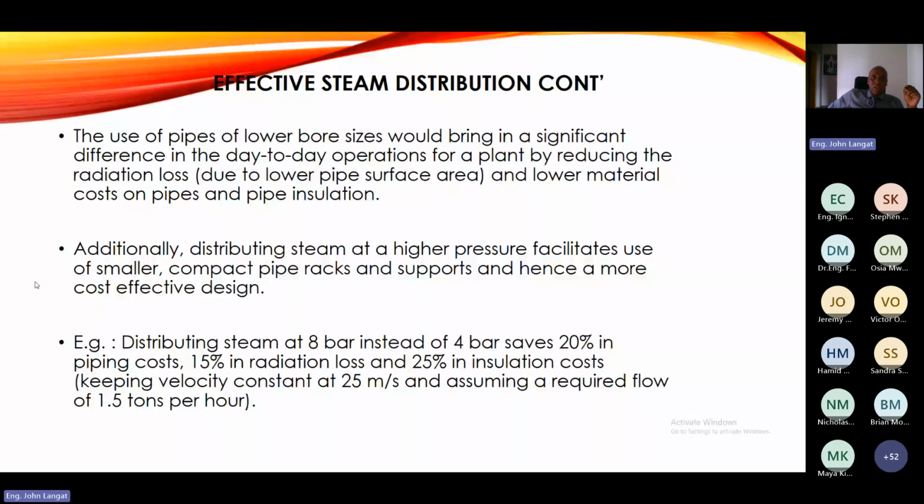The use of lower bore sizes will bring a significant difference in day-to-day operation by reducing radiation losses and lowering material cost. At high pressure, you can use lower diameter steam pipes, then you reduce the capital cost of installing the steam system. Additionally, distributing steam at high pressure facilitates use of small compact pipes. Distributing steam at 8 bar instead of 4 bar saves 20% in piping cost. You can see the savings.